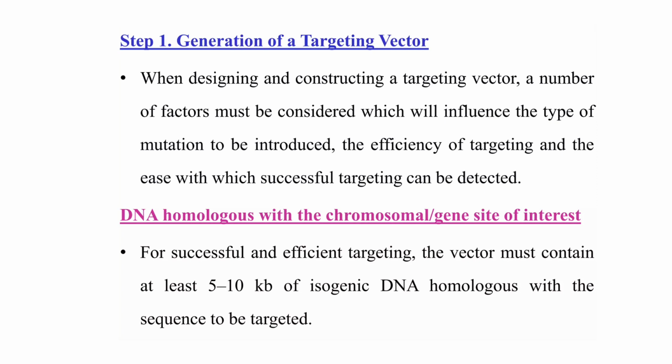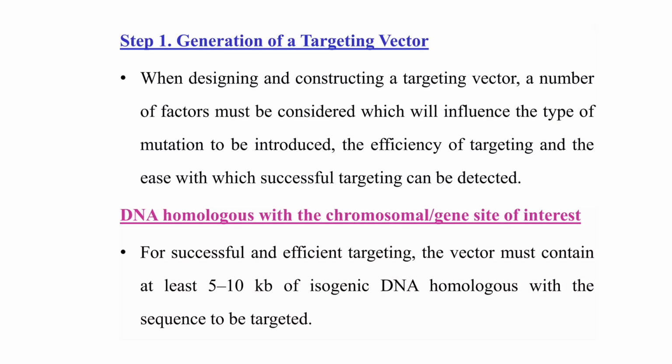So, when designing and constructing a target vector, a number of factors must be considered, which will influence the type of mutation to be introduced, the efficiency of targeting, and the ease at which successful targeting can be detected. So, the first thing is that the vector has to deliver the mutation and it has to target the correct part of the genome, and it should be easy to identify the targeted cells, the cells which have undergone the mutation. So, these are the main characteristics of a targeting vector.